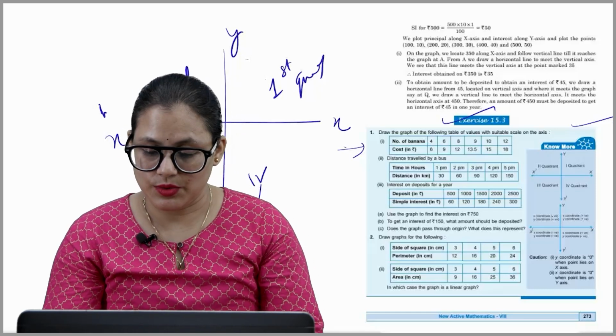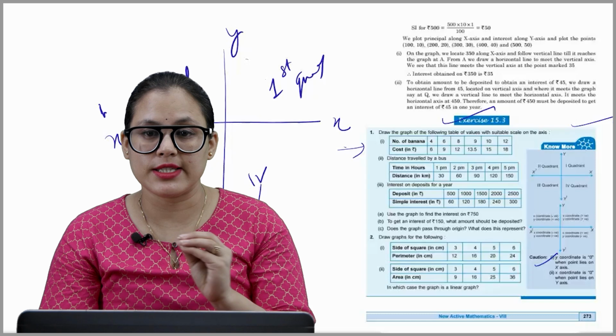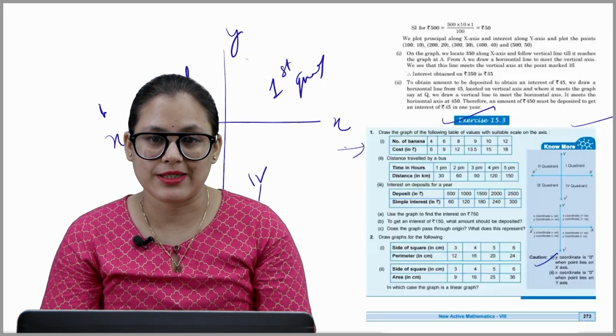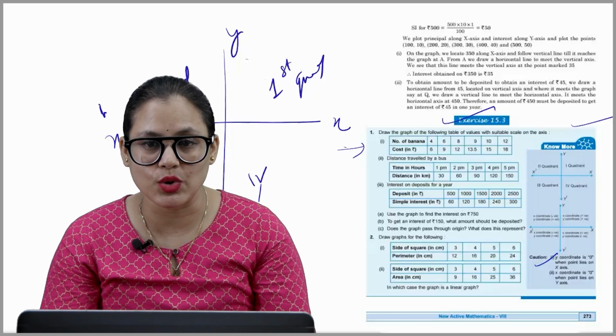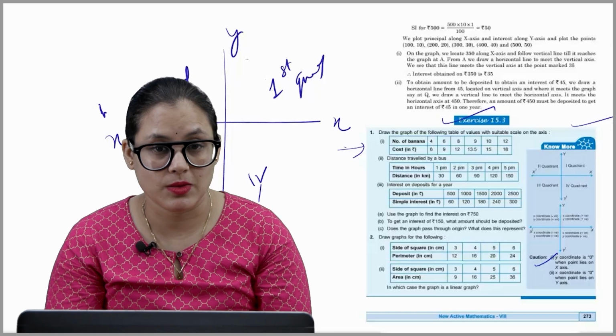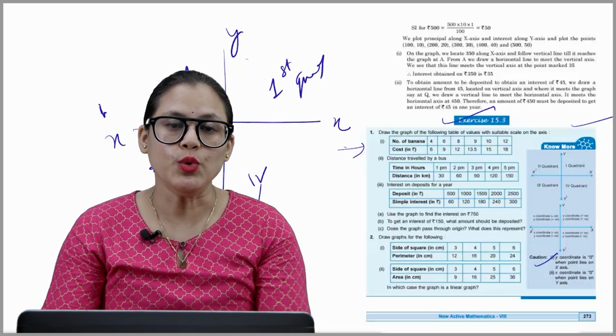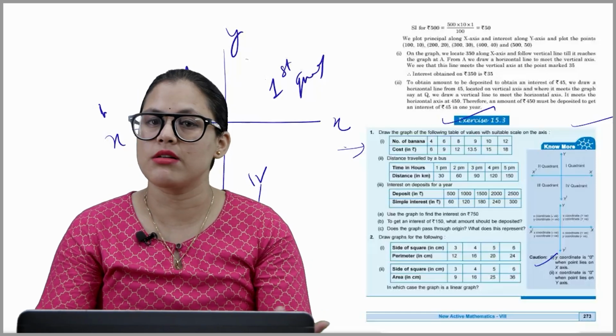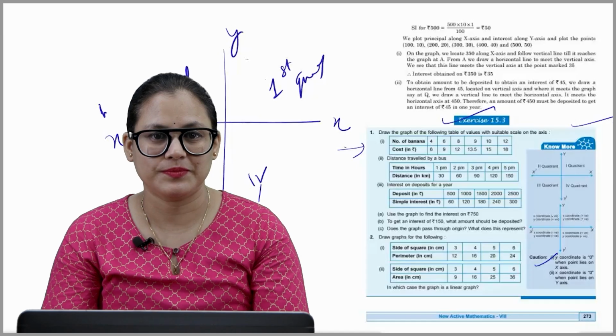So, caution: number 1, the y coordinate is 0 when the point lies on the x-axis, and number 2, the x coordinate is 0 when the point lies on the y-axis. Now students, you will practice making linear graphs.